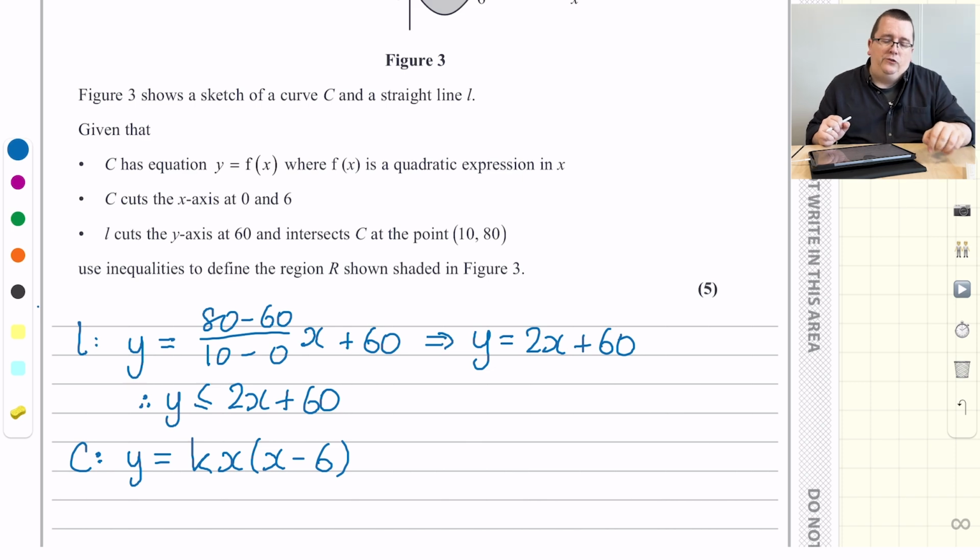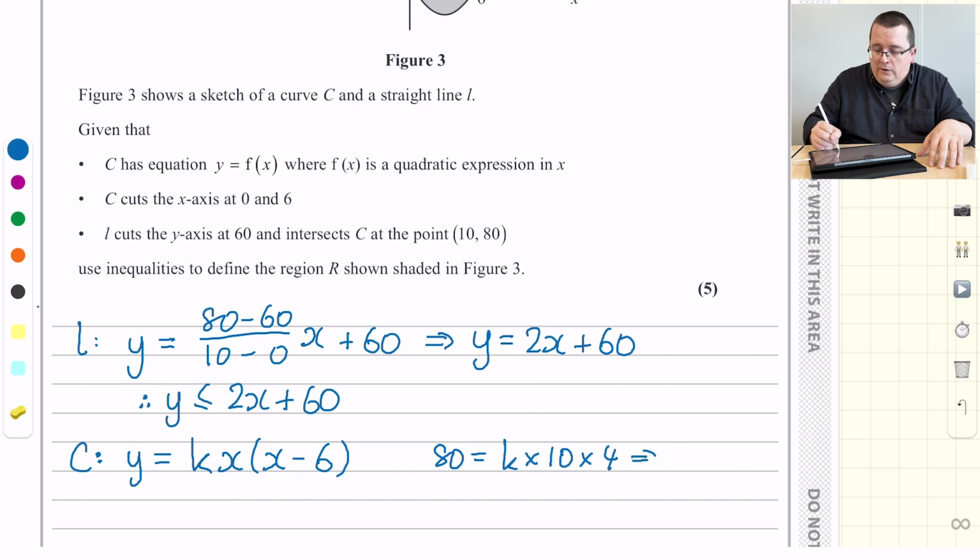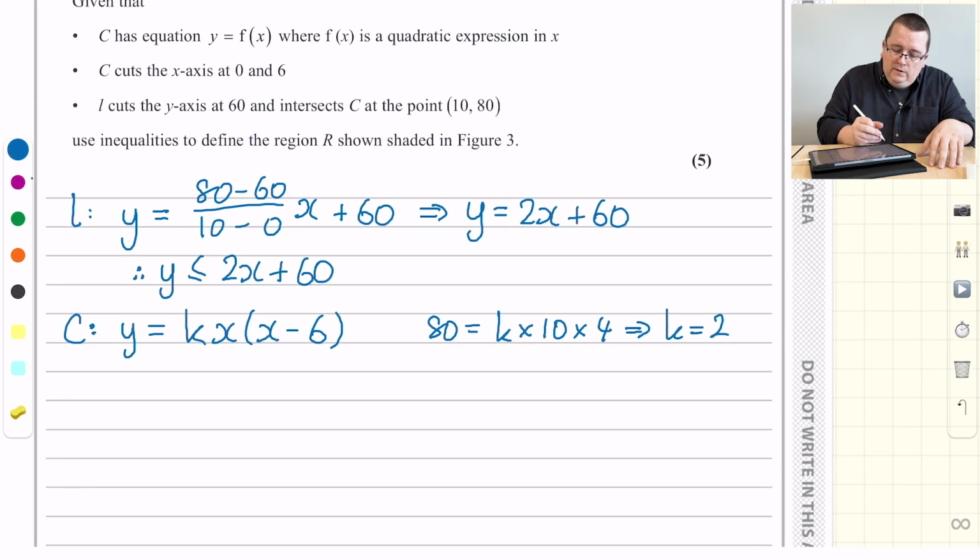But we do know it goes through 10, 80. So I can substitute 10, 80 into the equation. So 10 take away 6 is 4. So k must be equal to 2. So therefore we have y is equal to 2x(x take away 6).